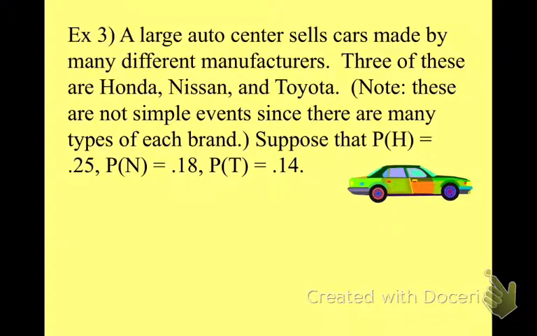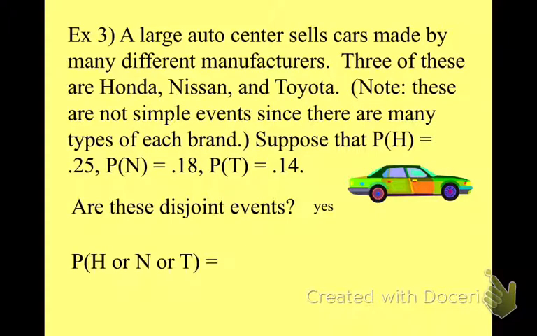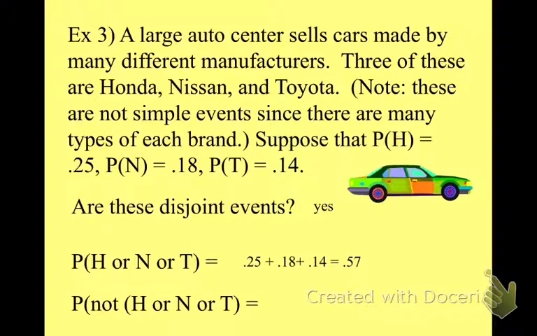Now, if you're going to buy one car, then you can't buy a Honda, a Nissan, and a Toyota at the same time. So these are disjoint because if you're only going to buy one car, you're going to buy one of the 3. So the probability of buying a Honda or a Nissan or a Toyota, I'm just going to add up the probabilities. So there's a 57% chance of buying at least one of the 3. So then the probability of that complement, like not buying a Honda or a Nissan or a Toyota, would be just 1 minus that. 43%, because you either buy one of those 3 cars or you don't, and that adds up to 100%.